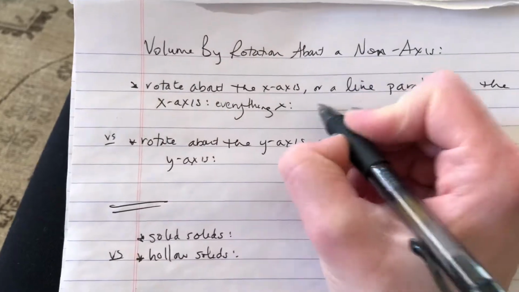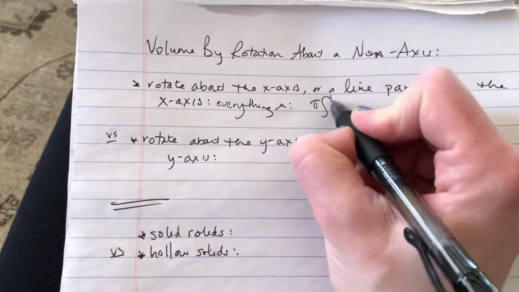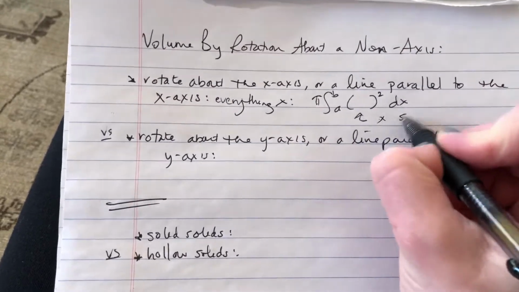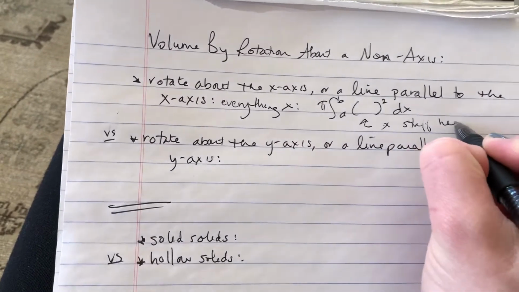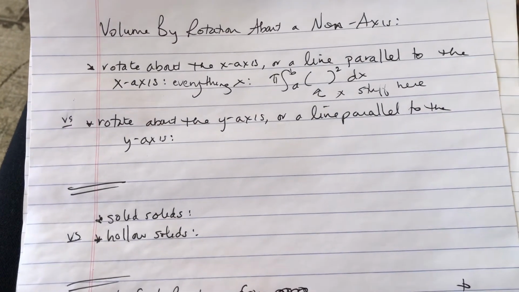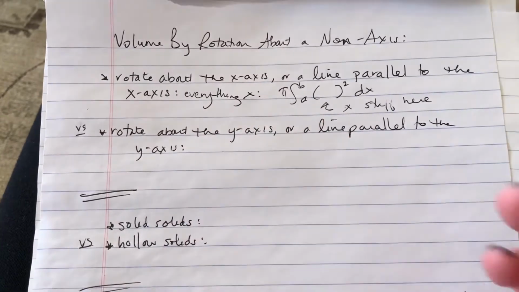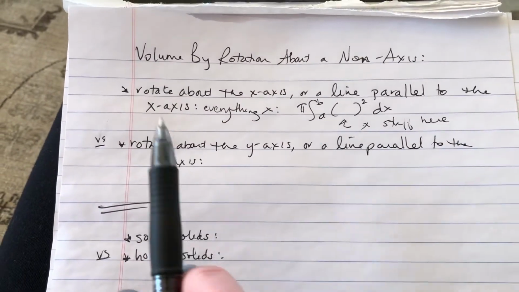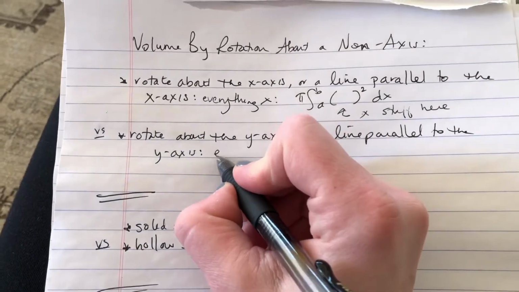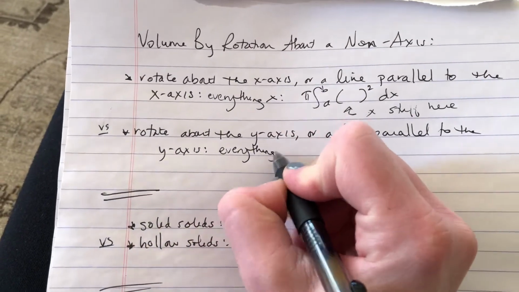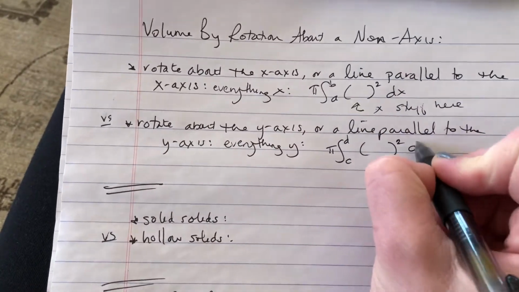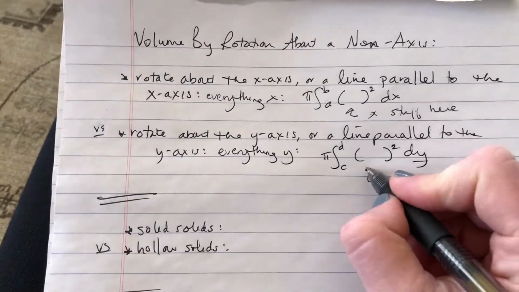So you'll have everything in x, which means that you're going to have pi times the integral from a to b of your stuff squared with a dx at the end, and there's going to be x stuff in here. Versus if you rotate about the y-axis or a line parallel to the y-axis, everything will be in terms of y. If you're doing a vertical rotation, rotating about a vertical line, whether it's the y-axis or a line parallel to it, everything will be y, meaning that we'll have pi times the integral from c to d of whatever that is, squared with the dy at the end, and there's going to be y stuff in here.